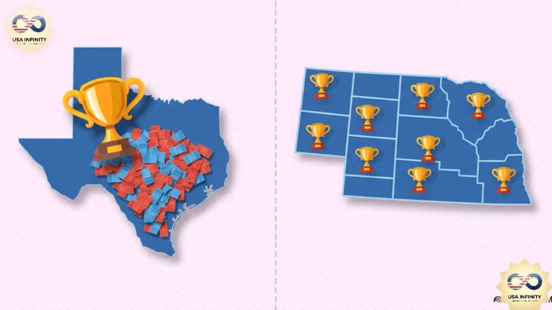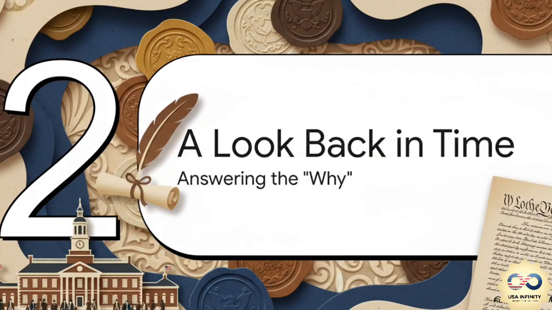So how does a candidate actually win those electors? Well, in 48 states plus DC, it's a winner-take-all system. It doesn't matter if you win the state by 1 single vote or by 1 million votes. Your candidate gets all of that state's electoral votes. It's like winning a poker hand. You get the whole pot. Only 2 states, Maine and Nebraska, do it differently. They split their votes up. Okay, so that's the how.